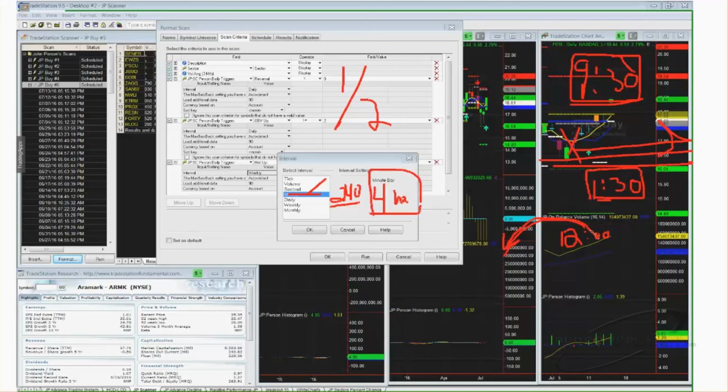The prior day's results. You want to run this scan as soon as that bell tolls and hits 1:30, and then it'll give you your 4-hour interval. So don't forget the logic behind what you're asking the computer to deliver to you. Very important, okay?